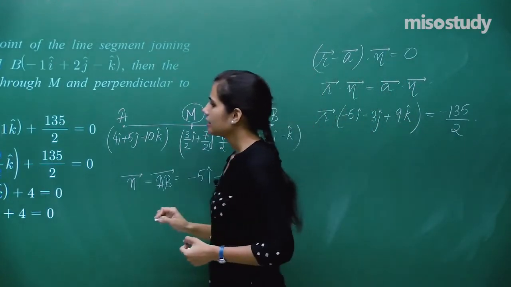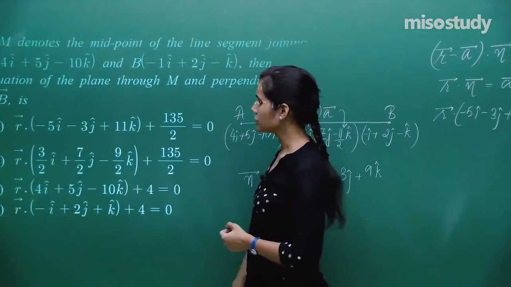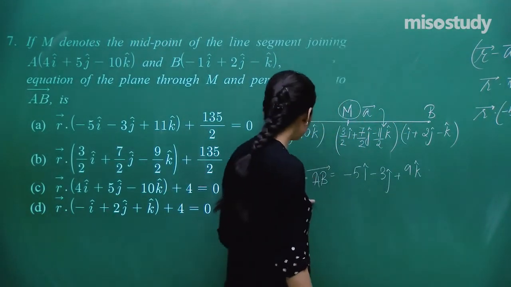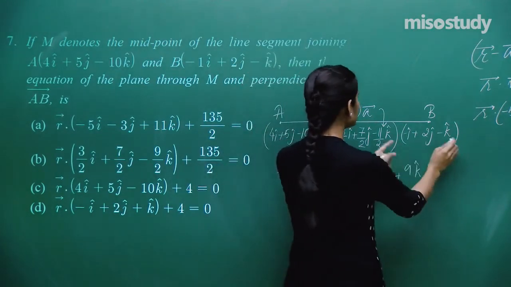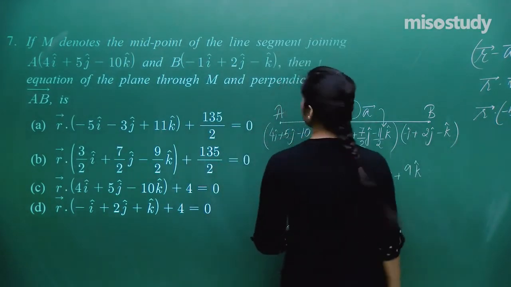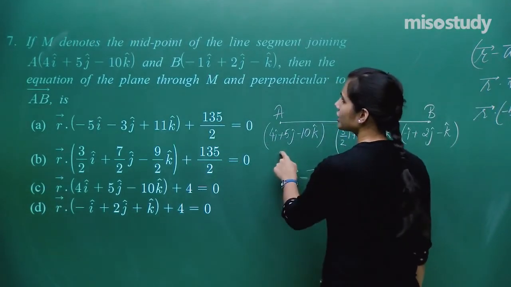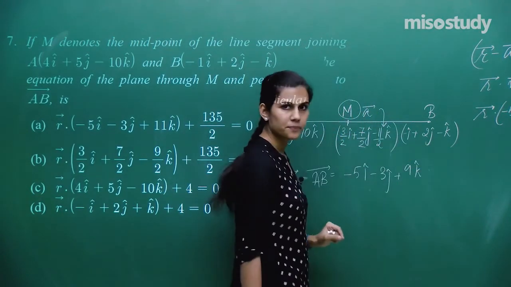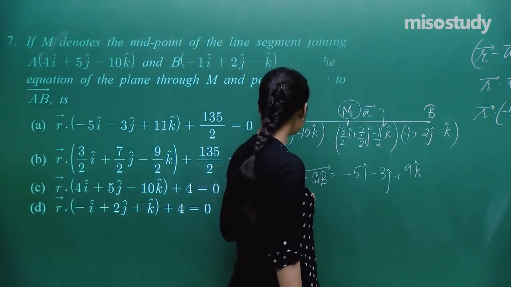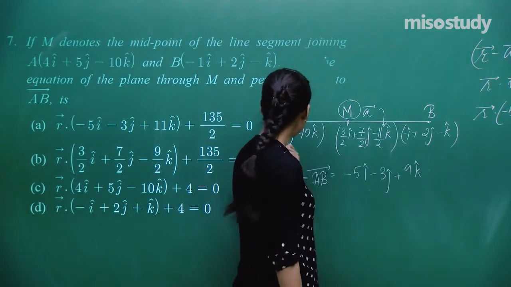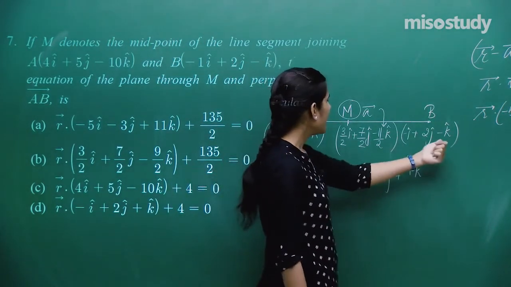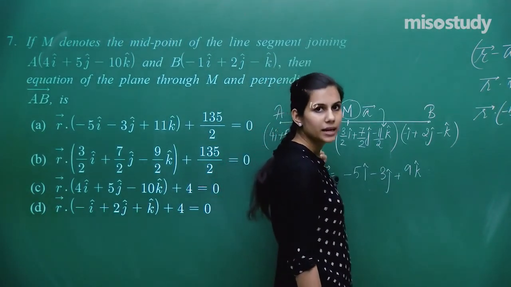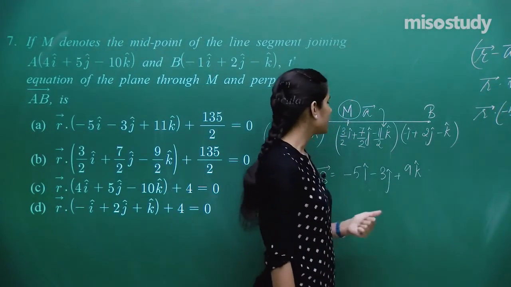So here, one more thing. When I was talking about n vector, it was AB vector, which is position vector of B minus position vector of A. A vector is 4i cap plus 5j cap minus 10k cap, and B vector is minus i cap plus 2j cap minus k cap. So you actually get minus 1 minus 4, that is minus 5, then 2 minus 5, that is minus 3, and minus 1 minus 10, which is minus 1 plus 10, which gives you 10 minus 1, that is 9.